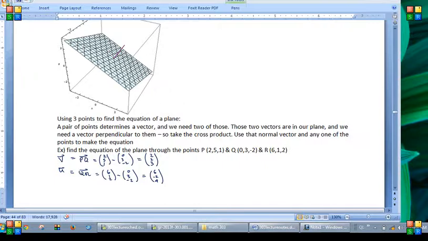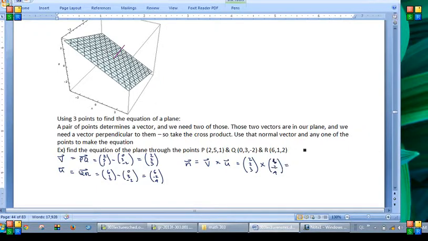So now we need the normal vector. The normal vector comes from the cross product. So that's 2, 2, 3 cross 6, negative 2, 4.